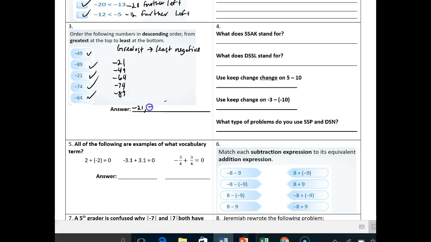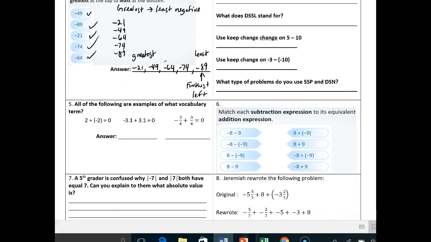Negative 21, negative 49, negative 64, negative 74, negative 89. I went from greatest to least. This is the furthest left, that's why it's the smallest. We could also say that this guy's the furthest right.